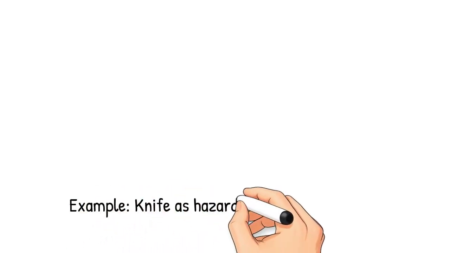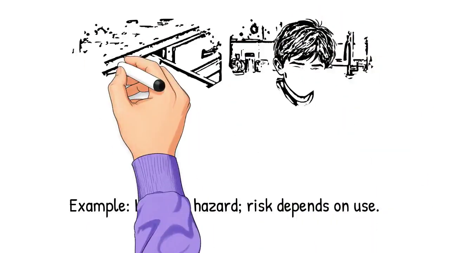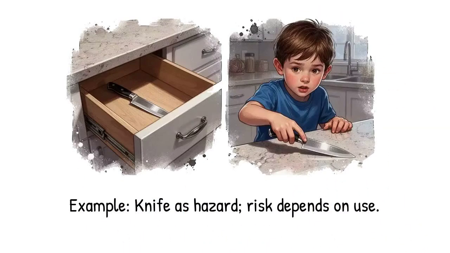Imagine a knife in your kitchen. The knife is the hazard. It can cut you. The risk depends on how you use it. If it's stored safely in a drawer, low risk. If a child is playing with it, high risk. Same hazard, different risk.